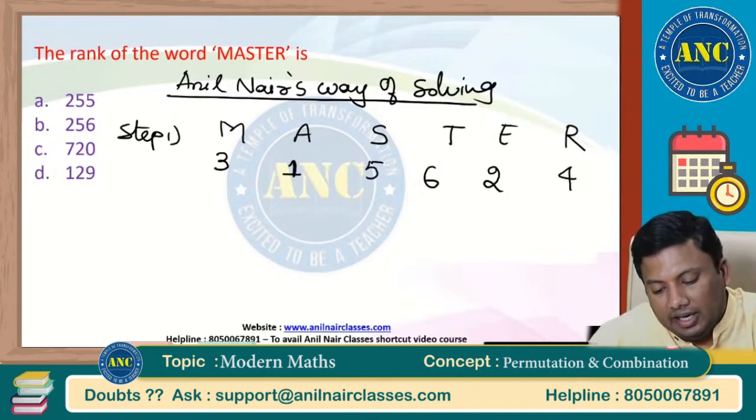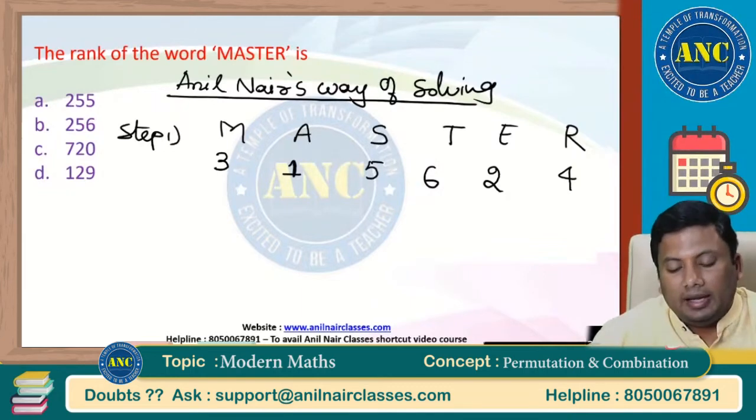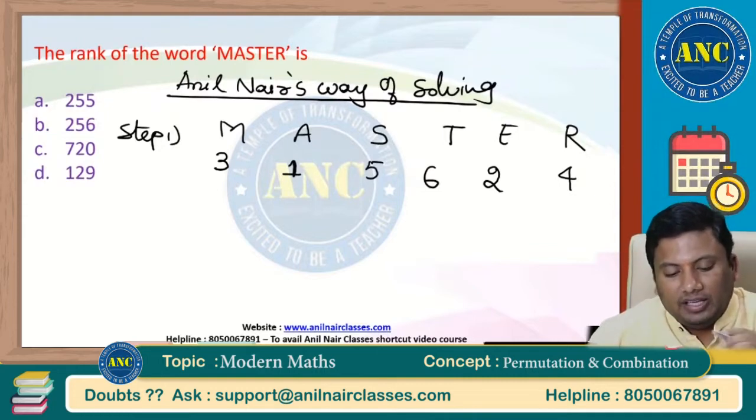After A, the second letter is E. After E, M will come. K, L, M, N, O, P, Q, R, S, T. So the sequence is 3, 1, 5, 6, 2, 4.